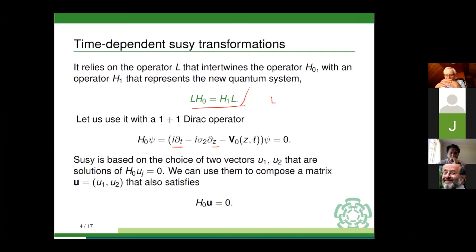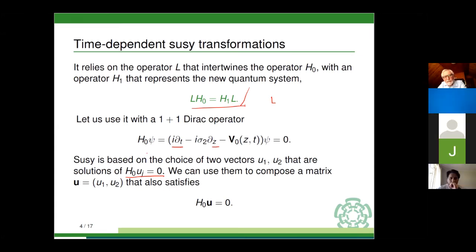So I have a time-dependent system. To find the operator L, I need two solutions of the initial system that I am calling U1 and U2. We compose a matrix using these two solutions as entries. Each row is one of these vectors, U1 being a two-entry vector. So when we place them like this, we have a 2 times 2 matrix. And this matrix also solves the initial Dirac equation.